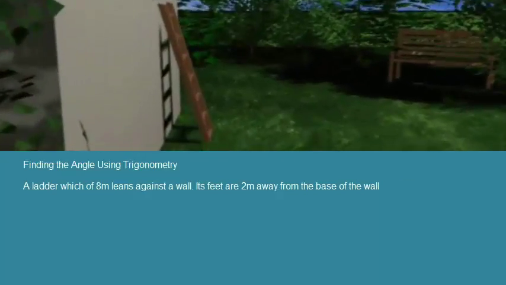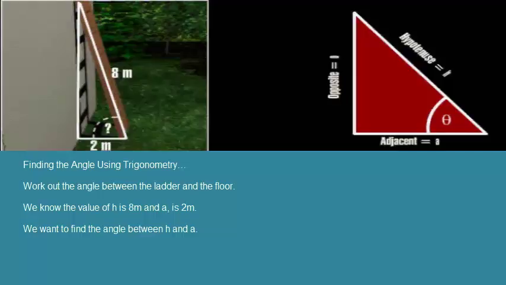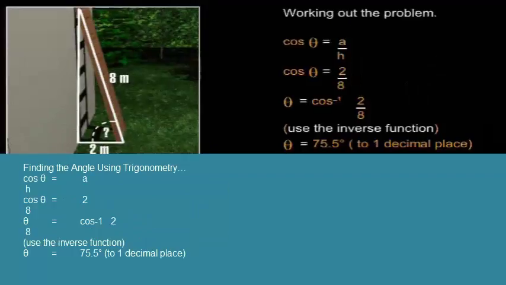A ladder of 8 meters leans against a wall. Its feet are 2 meters away from the base of the wall. Work out the angle between the ladder and the floor. We know the value of h is 8 meters and a is 2 meters. We want to find the angle between h and a.